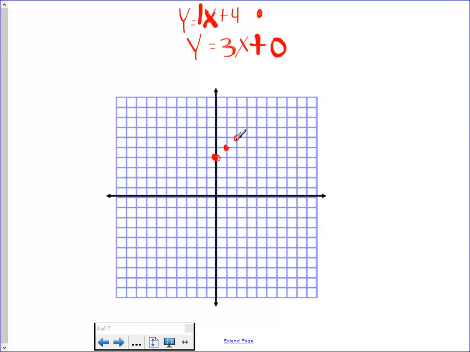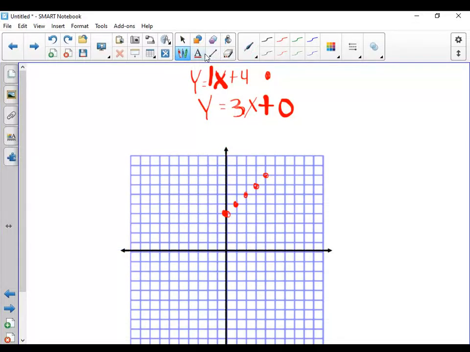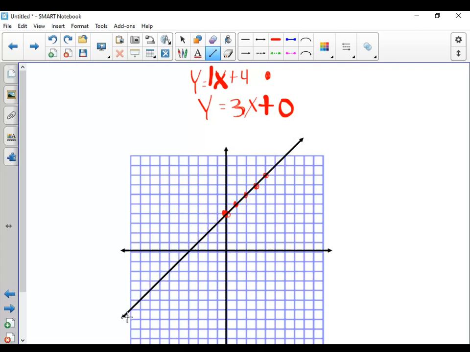Up 1, right 1. And like I saw last time, I made a mistake by not putting enough points because my line didn't work out. So I put plenty of points there. Going to connect my points. And now I'm done with my first equation.